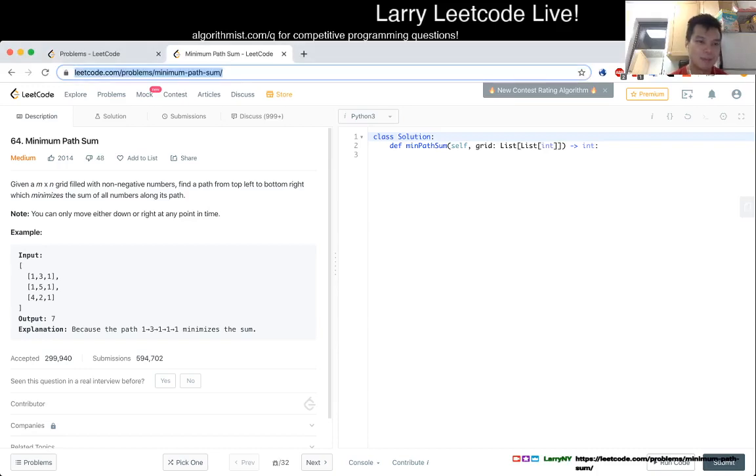64, minimum path sum. Given an m by n grid filled with non-negative numbers, find a path from the top left to bottom right, which minimizes the sum of all numbers along its path. You can only move either down or right at any point in time. Okay.